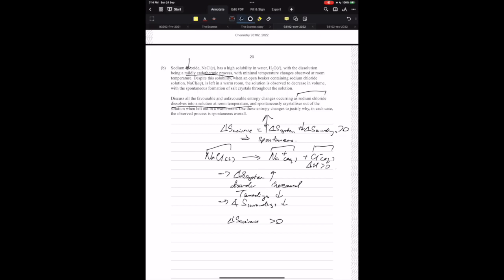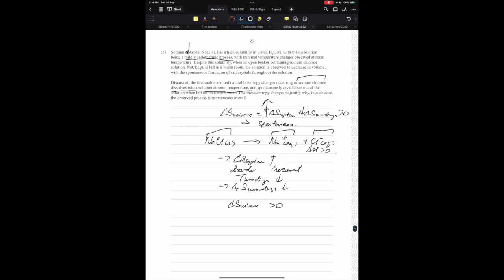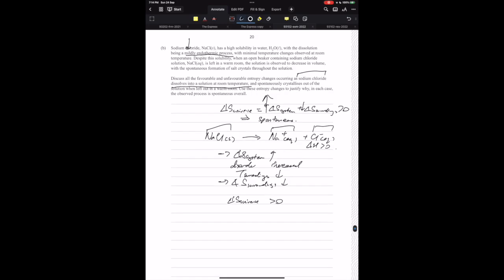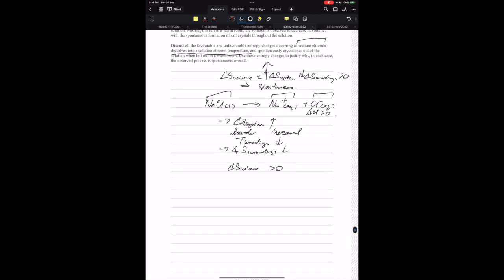Now the next part of the question is, the salt will spontaneously crystallize out of the solution when left out in a warm room. So what happens if it's a warm room? If you have, let's say, a beaker with water in it, and it's also got NaCl ions in it, aqueous, what happens is these water molecules would tend to evaporate out and become gaseous. So what's happened is liquid water has gone to gaseous water.